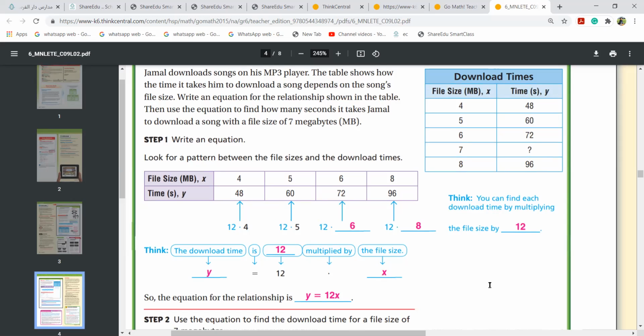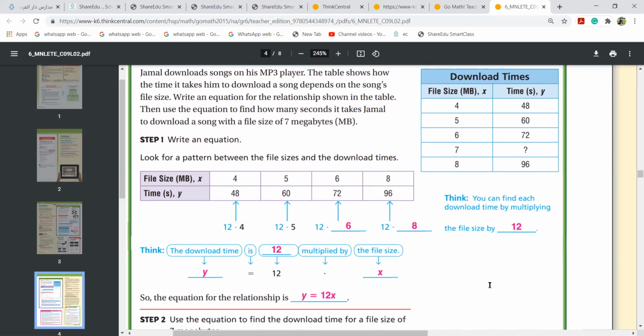So I'm changing the y equals 12 times x, the size of the file. I'm changing the size: 4, 5, 6, 7. So the equation is y equals 12x. By looking at this, I say that 4, 5, 6, 7, 8, this is something which is changing. This is the x. Okay.